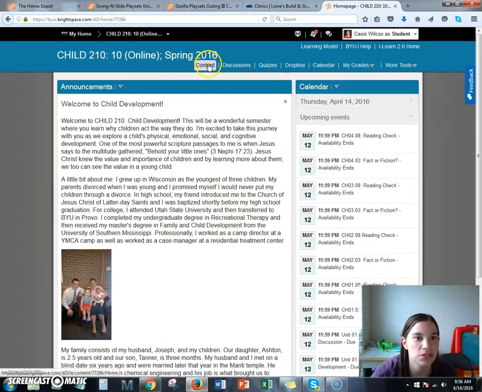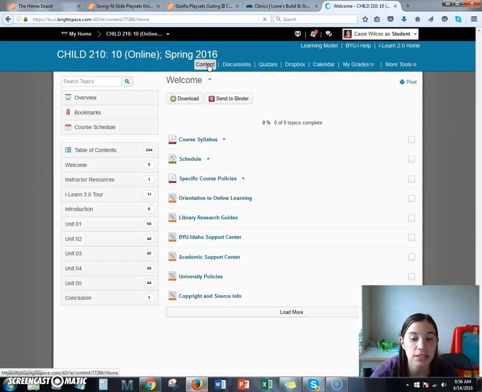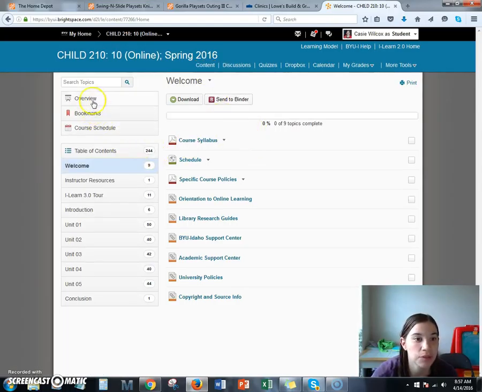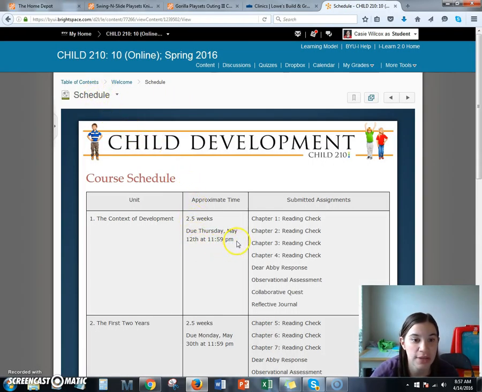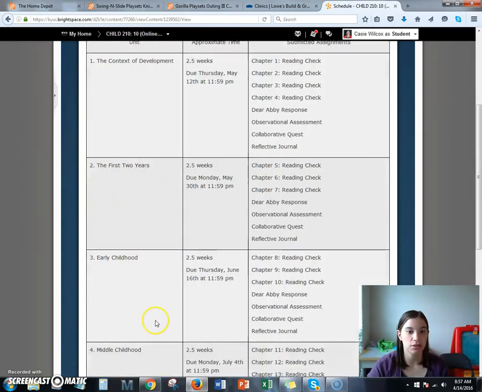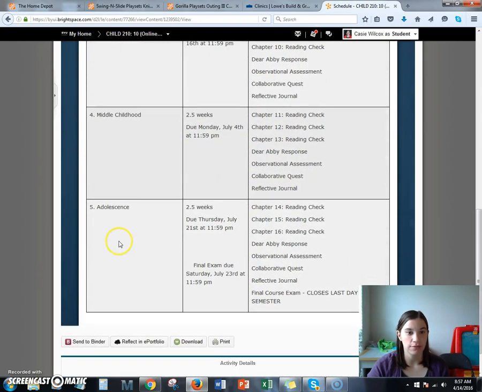So now we will go into content, and this is where you will find basically all the elements of the course. Under the welcome category right here that's highlighted, there's the course syllabus, which I encourage you to read over. The course schedule, which let's pull up that. This course schedule has the due dates written, as well as all the assignments that are due on that day, and the unit. So this is Unit 1, Unit 2, 3, it goes down 4, and 5.